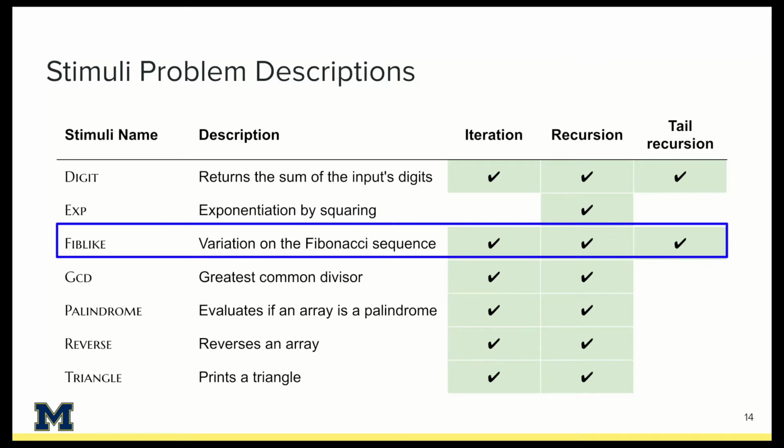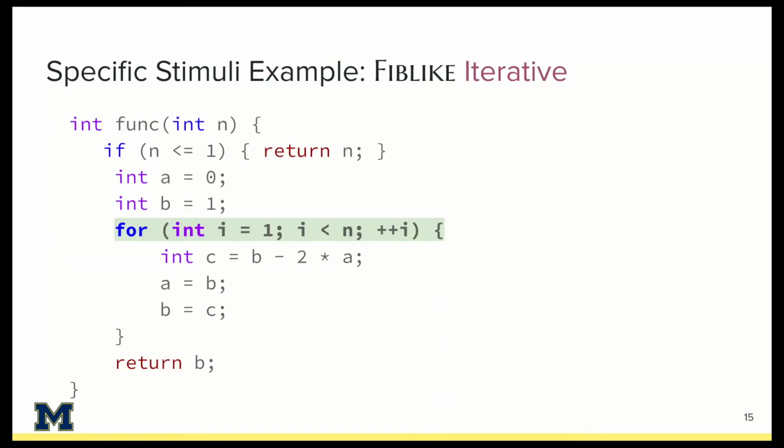To get a better understanding of the programming tasks, let's look at fib-like, one of the problems with all 3 framings, in a bit more detail. Fib-like is a task that produces a Fibonacci-like sequence with branching computation. So basically, each number in the sequence is made as some sort of sum of the previous 2. On the screen, I have the iterative framing of fib-like, which contains a loop that iterates based off of the function's input.